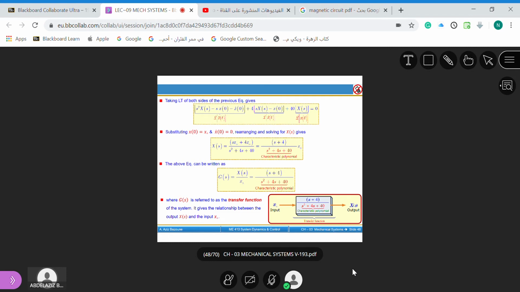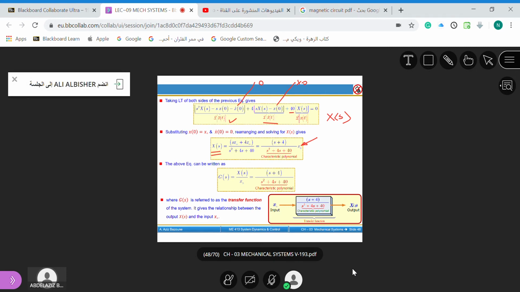This is what we got: Laplace transform of the second derivative plus 4 times Laplace transform of the first derivative plus 40 x of s is equal to 0. Now if we substitute the initial conditions, x0 equal to x0 and x dot 0 equal to 0, and solve for x of s, we find x of s is equal to s plus 4 over s squared plus 4s plus 40 times x0, the initial condition. So the motion will be caused by this initial condition x0.